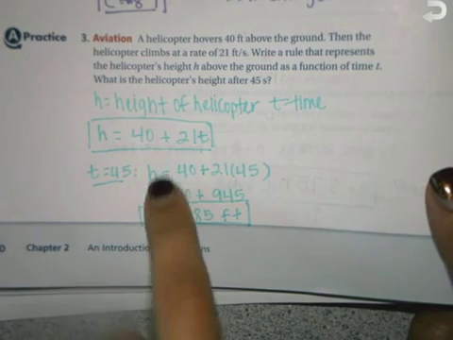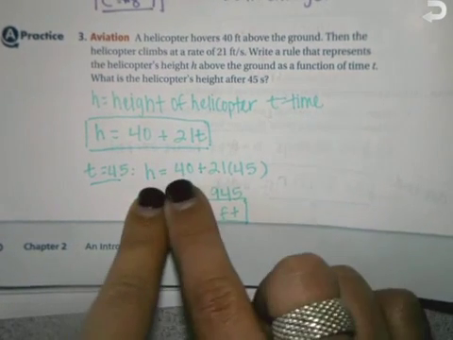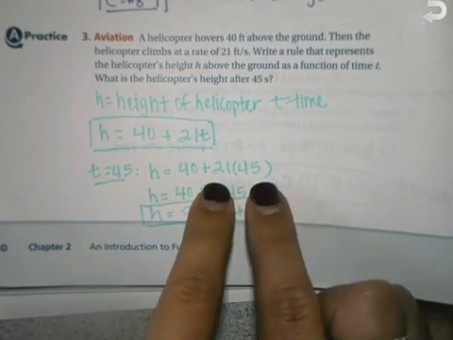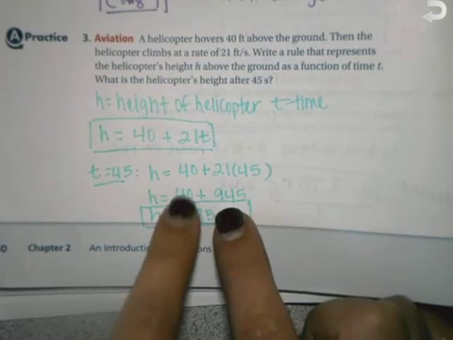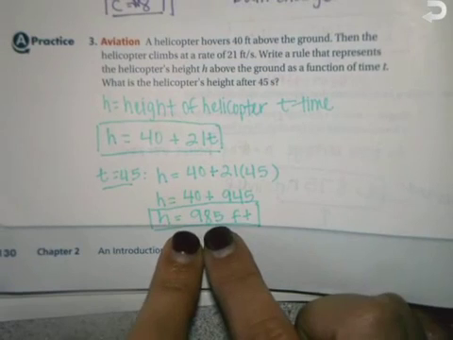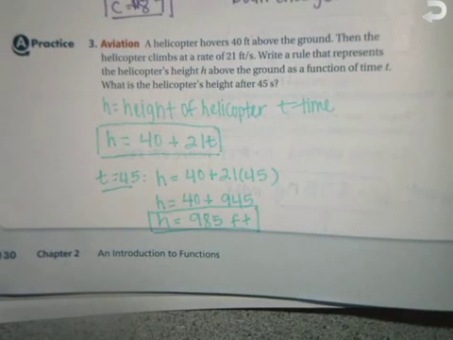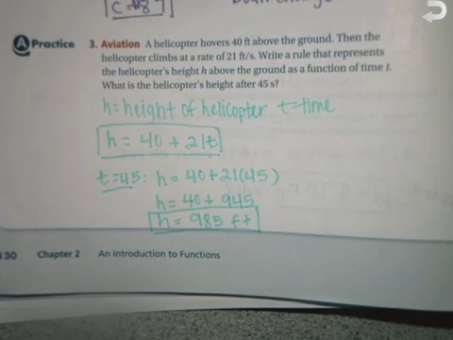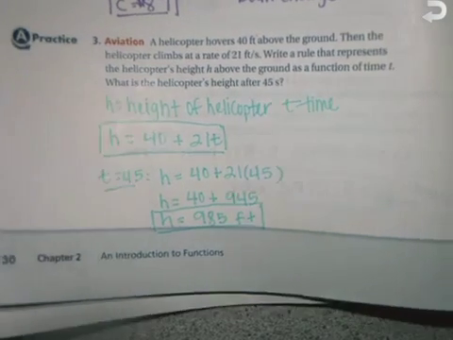So here's how you should have shown your work. H equals 40 plus 21 times 45. 21 times 45 is 945. And then you can add 40, so you should have got 985 feet. Make sure you put feet at the end of it. How many of you got this one correct? Awesome. Everybody good so far? Yeah. Okay, the next one was the tricky one, so let's look at number 4.